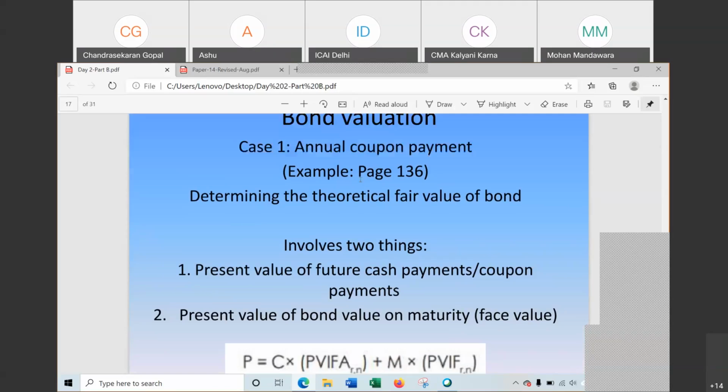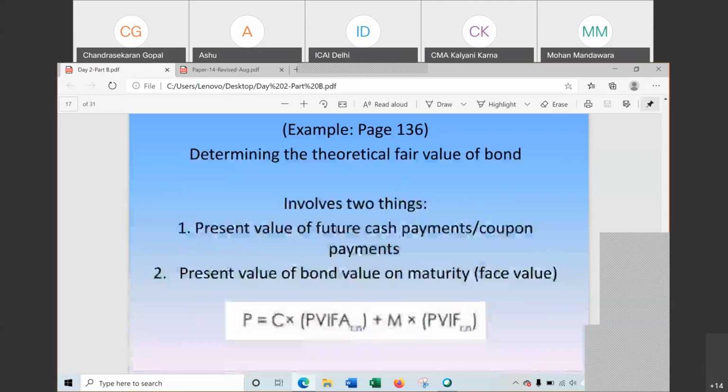So valuation of a bond is the determination of the theoretical fair value of the bond, and it involves two things. First, we decide the present value of future cash payments. What is the future cash payment? Coupon payment. So we have to find the present value of coupon payments during the life of the bond. And second is the present value of the bond on maturity, that is the face value. So two components are there in bond valuation: the present value of coupon payments, and the present value of the face value of the bond.